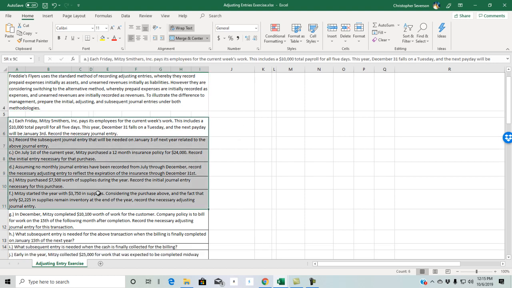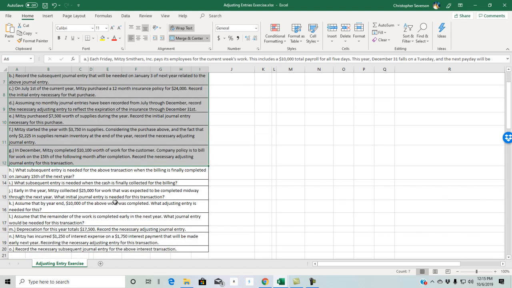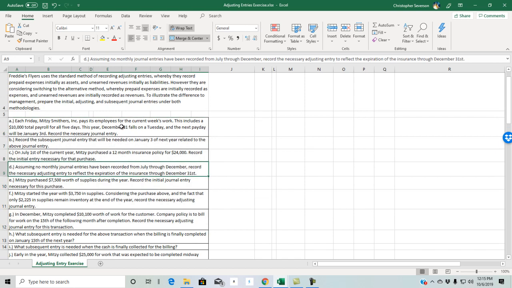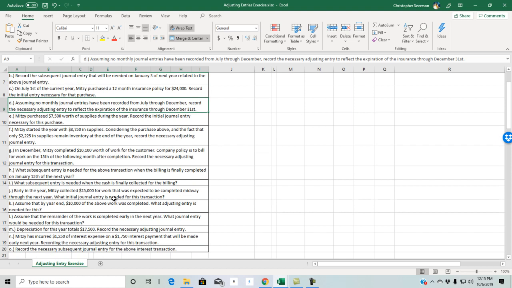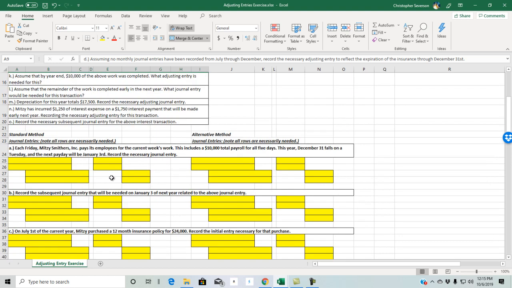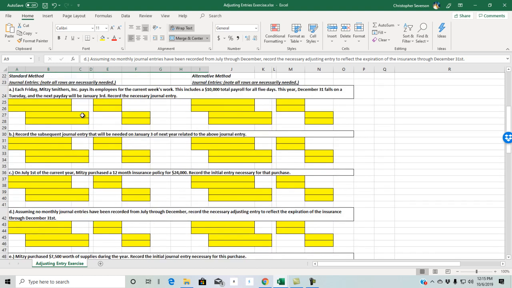So up here we have a list of all of these different transactions. They're your common adjusting entries: supplies, salaries expense, prepaid insurance, unearned revenue, all of that. But I have them listed down here above each journal entry as well. So we'll go ahead and go through them in that way. It might make a little bit more sense.